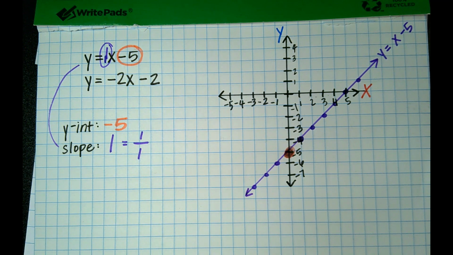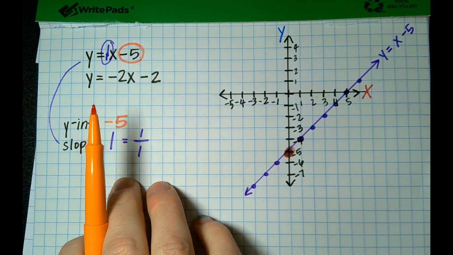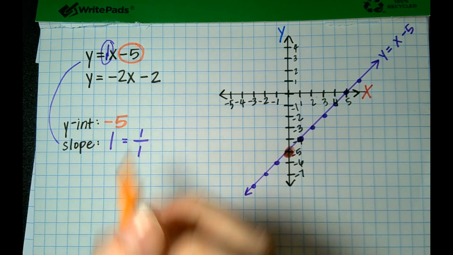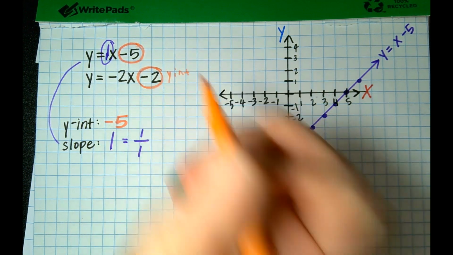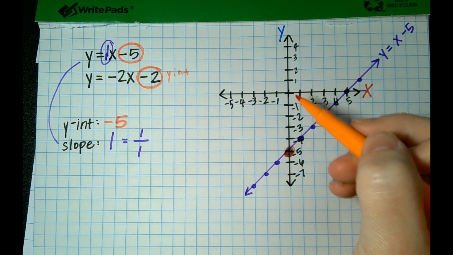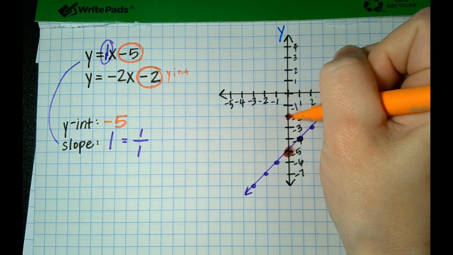So we've graphed our first equation. Now we want to look at our next one, negative 2x minus 2. Where do we start for this problem? My y-intercept. What is my y-intercept? Negative 2. Okay, so where do I put my first point? Yes, negative 2 on the y-axis. Right there.